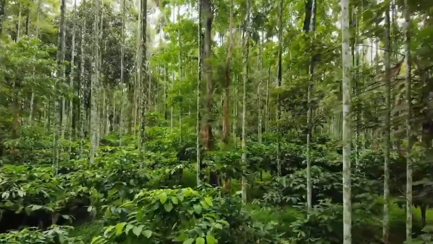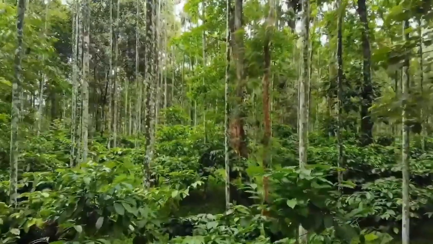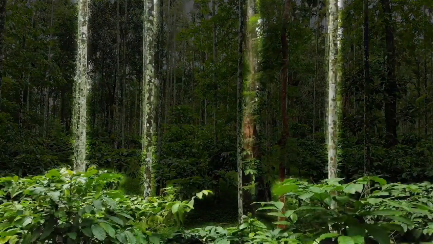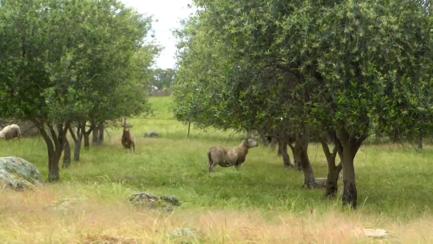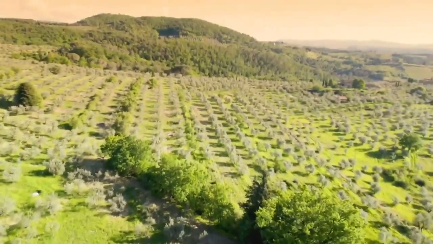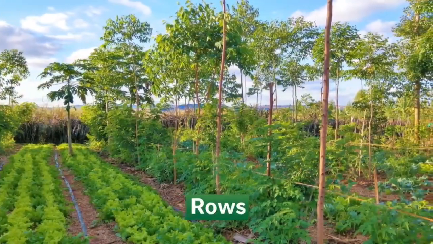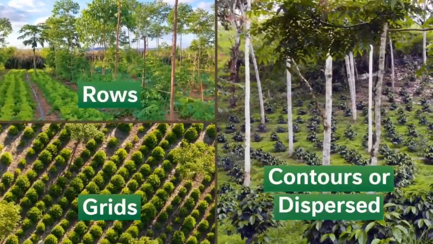The forestry elements can be different types of woody perennials, such as trees and shrubs. Interactions between trees and crops or livestock are important at different scales, in fields, on farms, and at landscape level. Trees can be arranged in rows, in grids, as contours, or dispersed randomly.